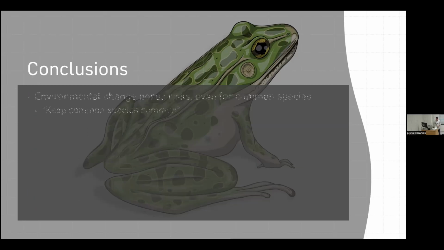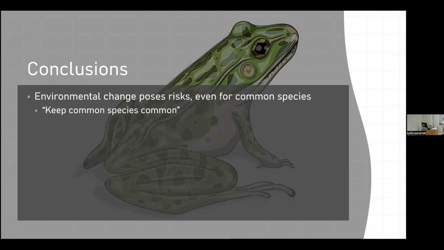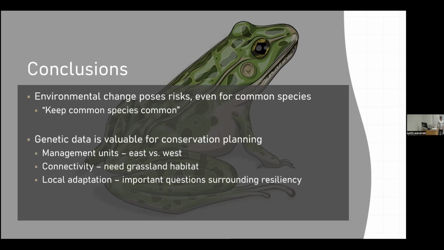So hopefully you're going to come away with this: environmental change poses risks even to common species like the northern leopard frog. It's really important for us to keep these common species common. Common species abundance can have just as much of an effect on ecosystem function as the presence of endangered species, and we don't really have a good replacement for leopard frogs in North Dakota for what they do. And this genetic data can be really valuable in terms of conservation planning.